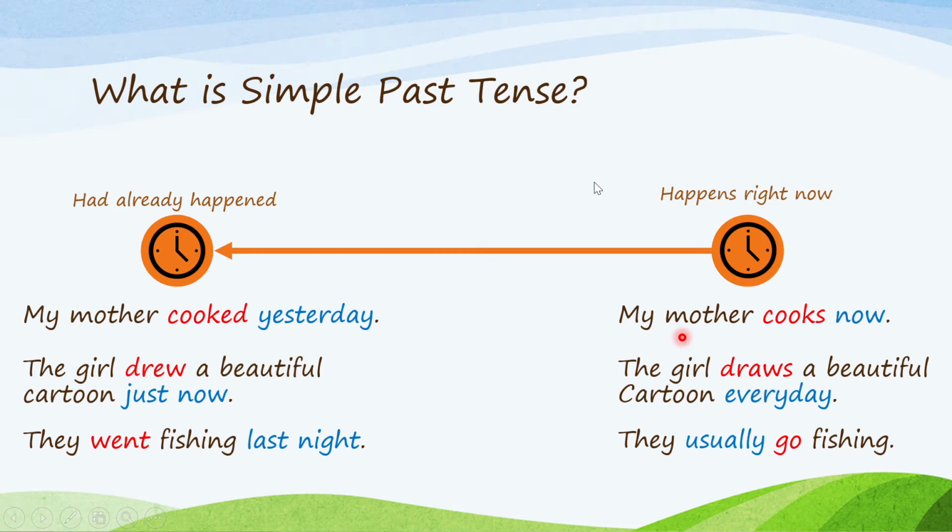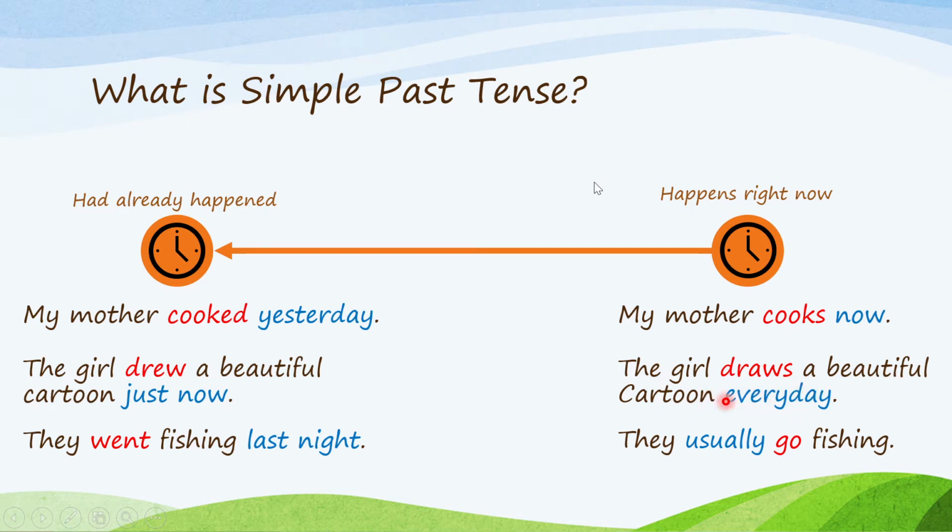Ini kita telah tahu lebih lanjut minggu lepas. So, we just have to revise it back. For example, here, my mother cooks now. This is a present tense. Okay, my mother cooks now. Kita tengok verb dia berbeza dengan past tense, cooked. My mother cooked yesterday. Okay, another example untuk present tense, the girl draws a beautiful cartoon every day.